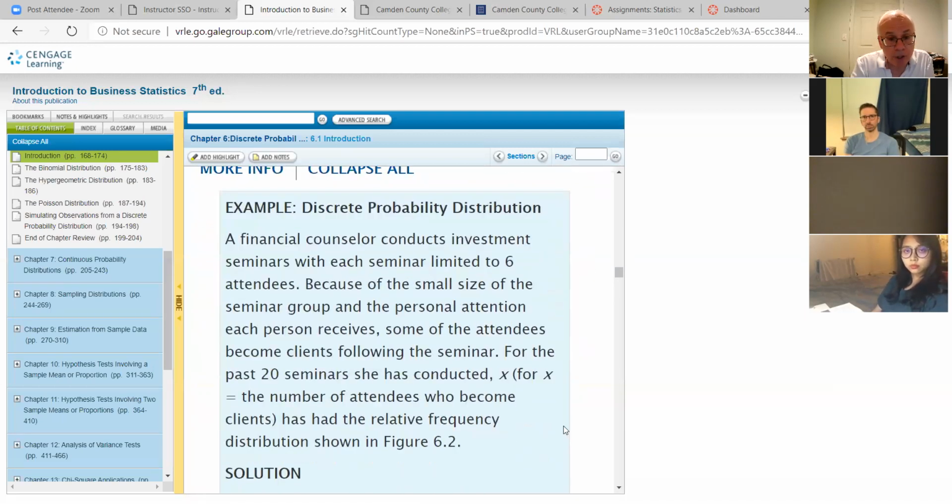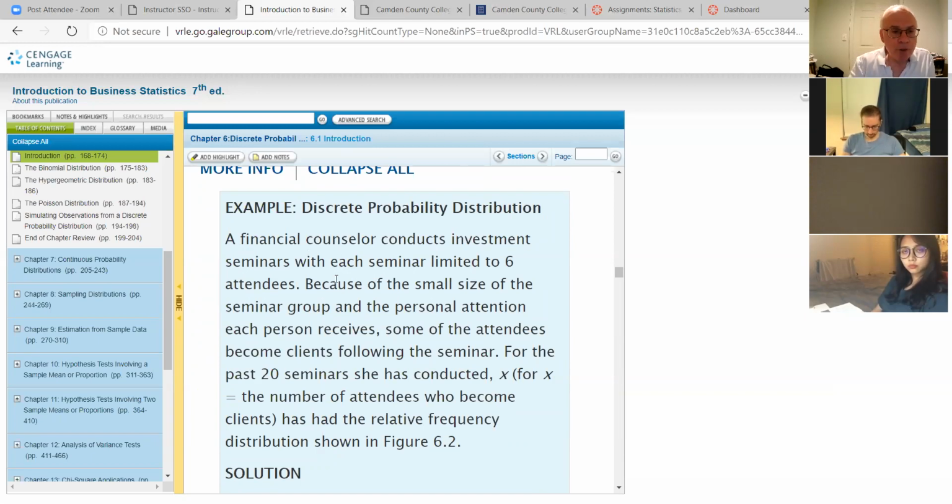Here's another example. One of the things you have to do when you read a word problem, if they do ask for a probability, is determine whether you do have a probability distribution. That's number one. And number two, you have to define what the random variable is in the particular problem. It has to be defined.